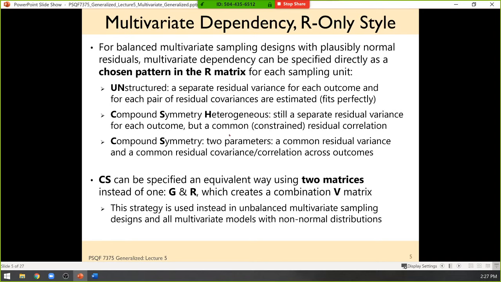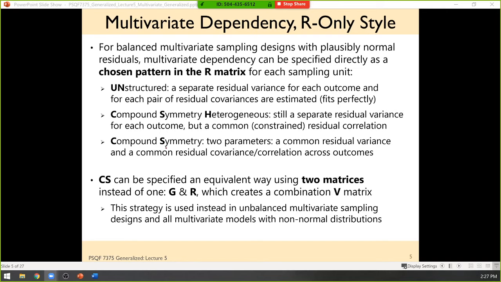The other 2 on here are ways to save parameters, and they become more important to consider when you have a lot of outcomes at the same time. Compound symmetry heterogeneous is a compromise with respect to the covariances. It constrains all of the covariances to be caused by a single correlation, so it saves on the number to be estimated, but it still allows each outcome to have its own residual variance. Stata doesn't have that one.